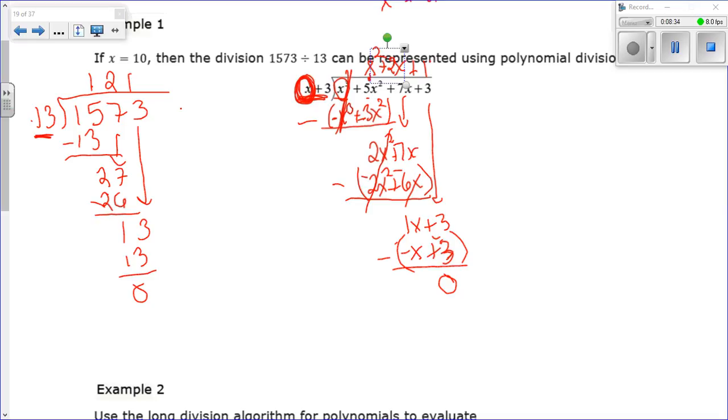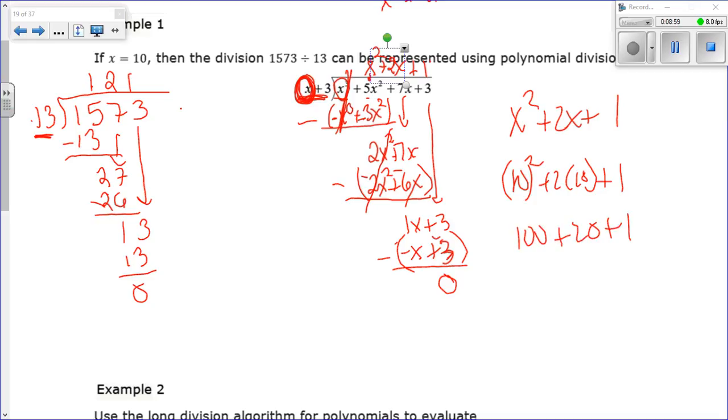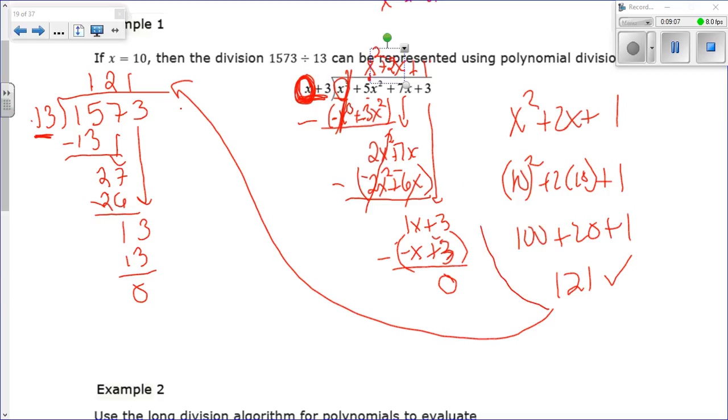And they're asking in the actual problem, if x is equal to 10, then we should divide. And if I were to take my answer as x squared plus 2x plus 1 and put in 10 for x, I have 10 squared plus 2 times 10 plus 1. So I have 100 plus 20 plus 1. So my answer is 121, which is exactly what we had over here. And if you look at that carefully, it's exactly what we have here.